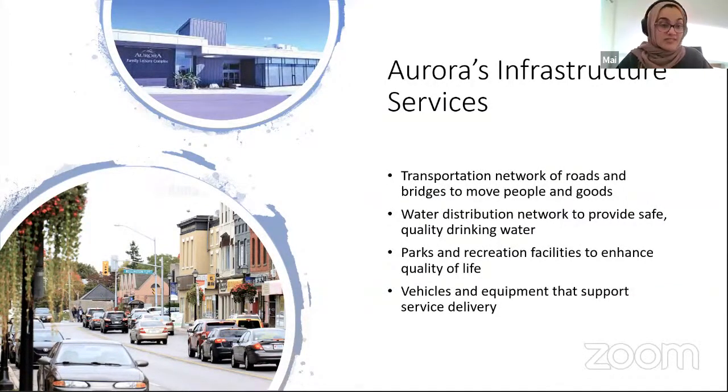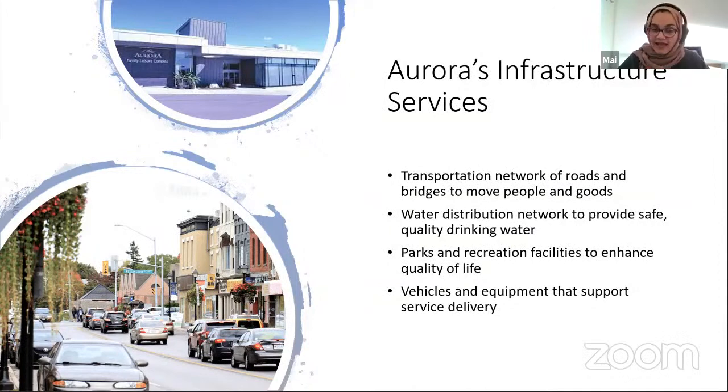That is an important service, especially when you look at COVID. Now, those are services that people certainly want to take advantage of. And there's going to be more pressure around those kinds of services, right? The outdoors type. Even when you look at vehicles and equipment, the town of Aurora has over 90 vehicles and attachments that support the delivery of various transportation, protection, and recreational services.